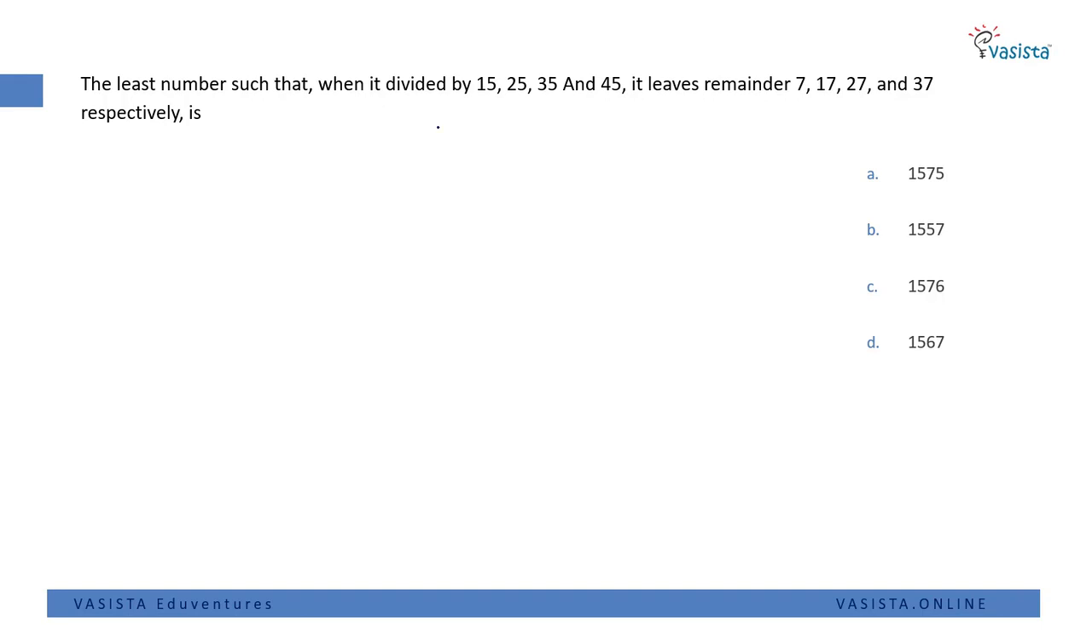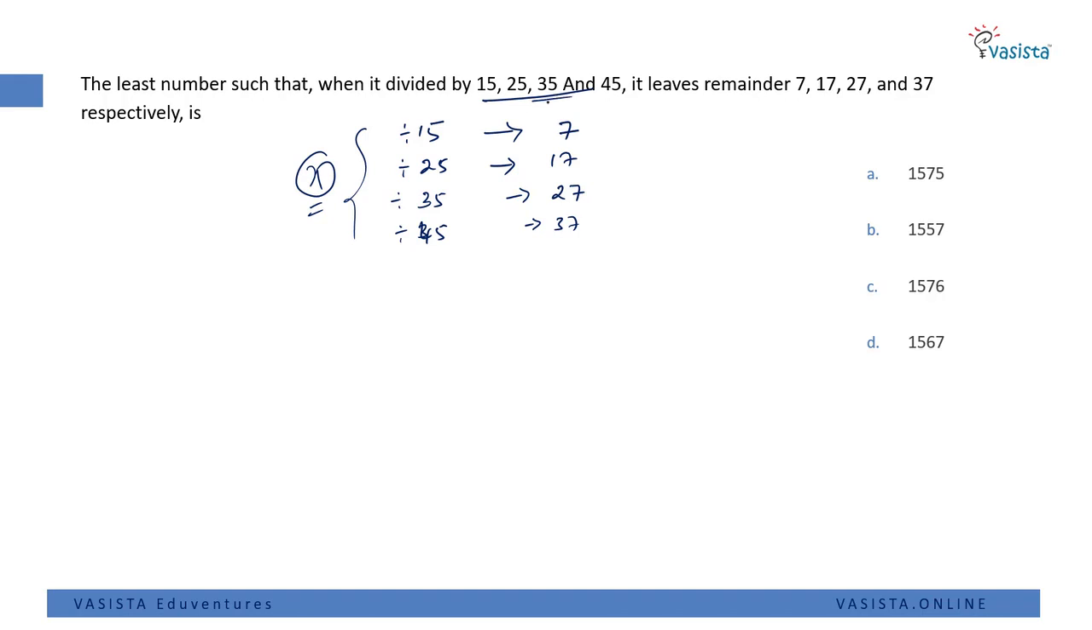When it is divided by 15, you are going to get the remainder 7. If it is divided by 25, we are going to get the remainder 17, divided by 35, we are going to get the remainder 27, and divided by 45, you are going to get the remainder 37. So we are supposed to find the least number. Right, to find the least number, what we need to do is take the LCM of these numbers.